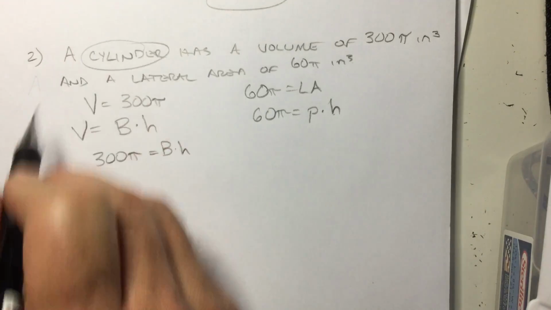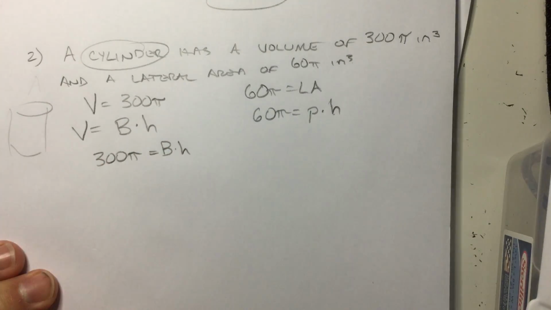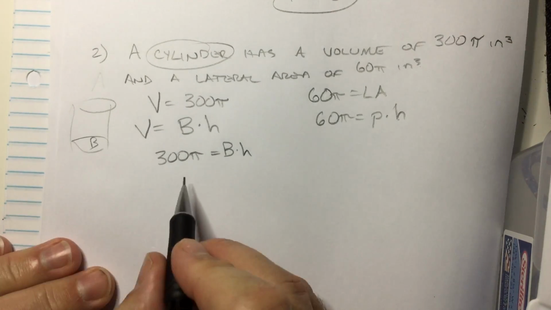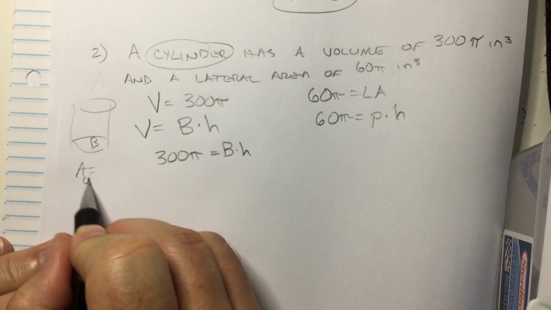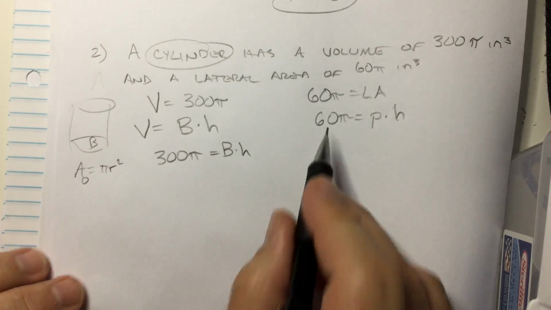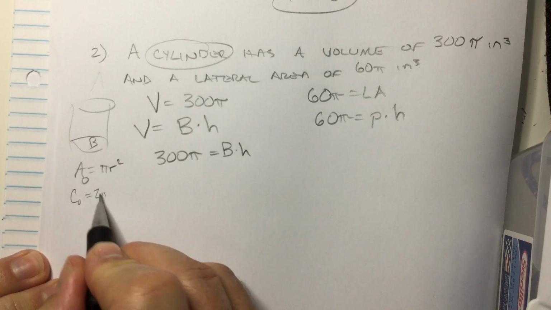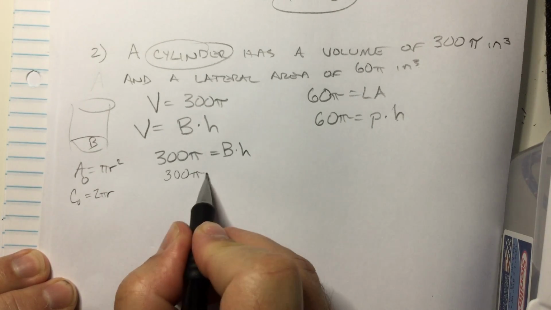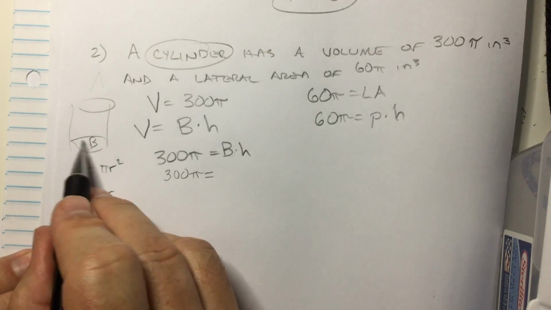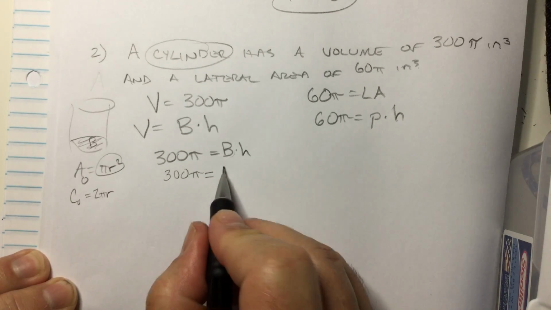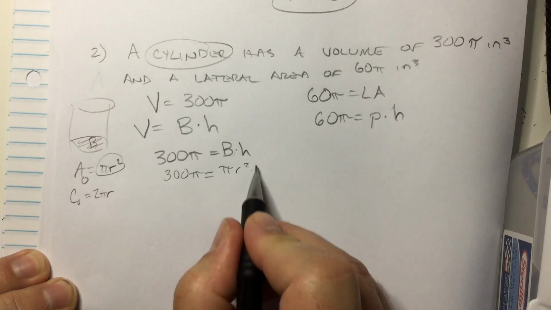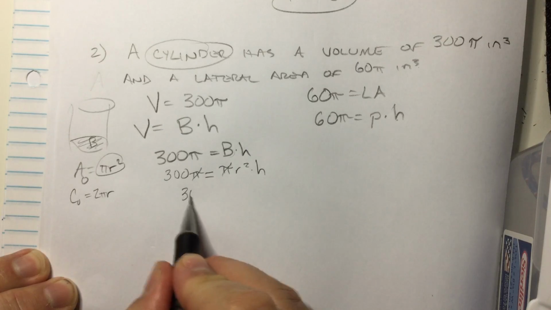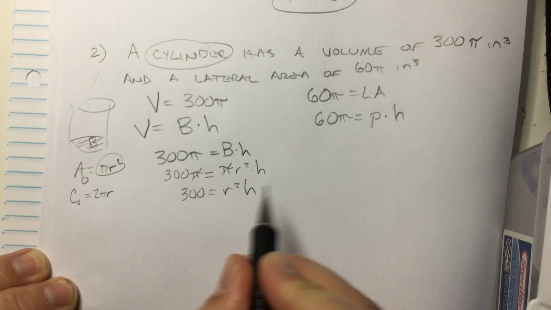But wait a minute, this is a cylinder. And in a cylinder, I know that the base is a circle, and the area of a circle is equal to pi r squared. And the circumference of the circle is equal to 2 pi r. So I can plug both those in. 300 pi equals, instead of the big B, we're going to put the area of this particular base, which is pi r squared, times h. There's a pi on both of them, so I'll cancel. So 300 equals r squared h.